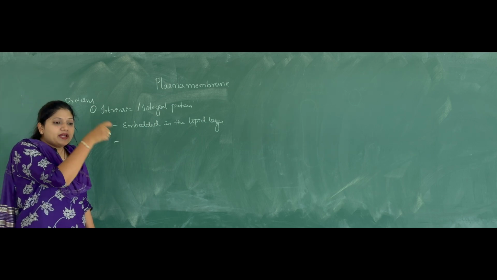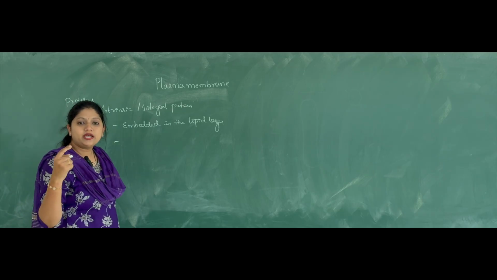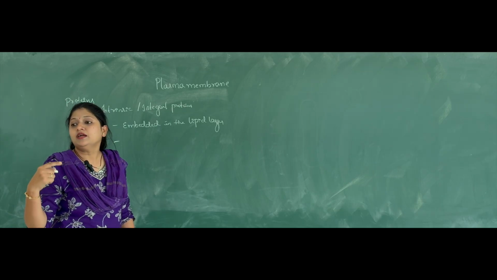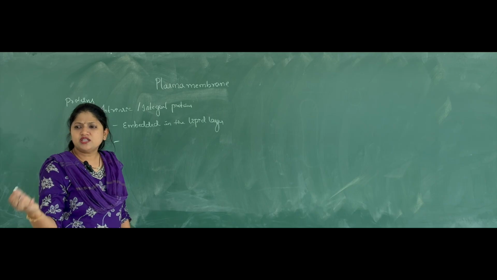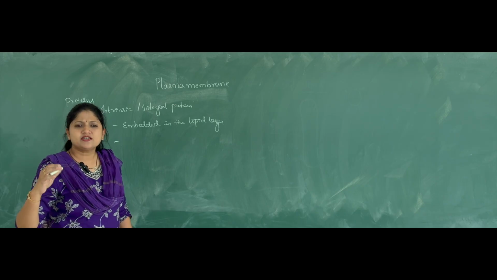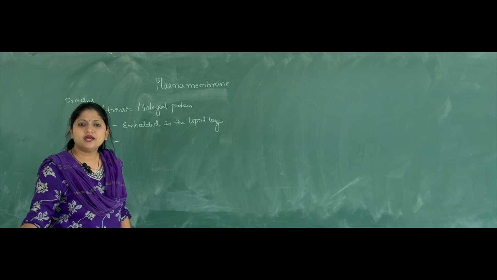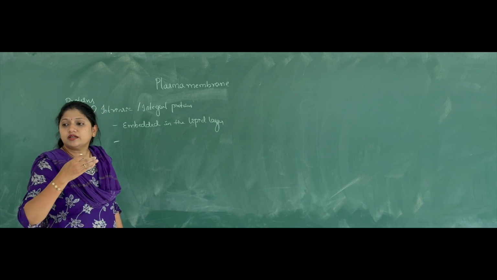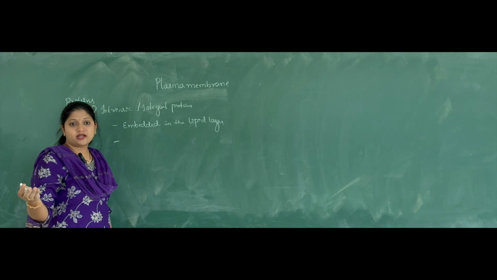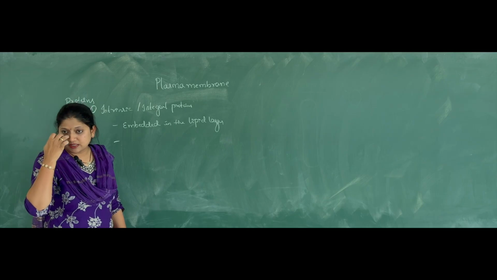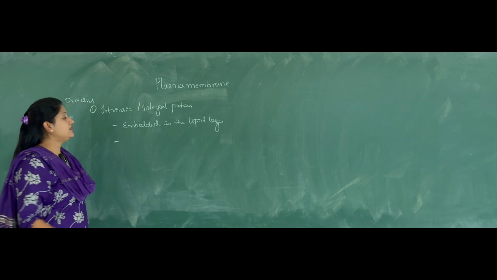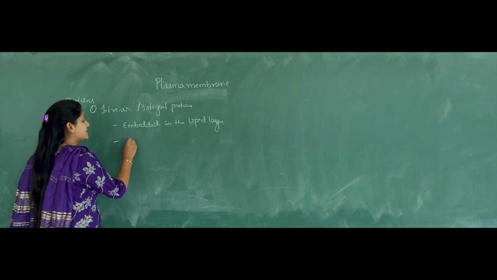Whereas the peripheral proteins can usually be extracted easily by extraction processes. If there is a small change in the temperature or pH, in that case the peripheral proteins can be extracted. They are even soluble in aqueous solutions. Whereas these intrinsic proteins cannot be extracted.